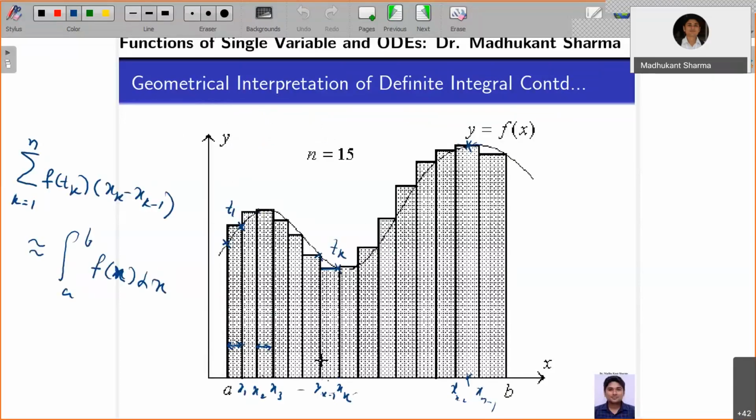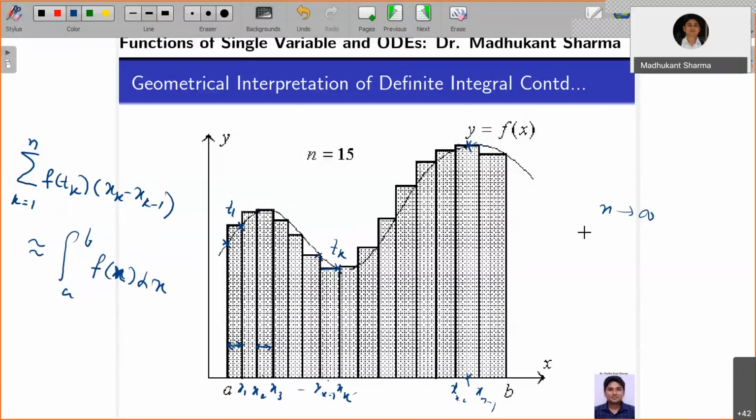If you increase the number of points, the rectangles will become thinner and thinner, and if you are careful about the tag points, then it will certainly go towards the actual value, meaning the analytical value of integration a to b f of x dx. So that limiting value will be denoted by integration a to b f of x dx.